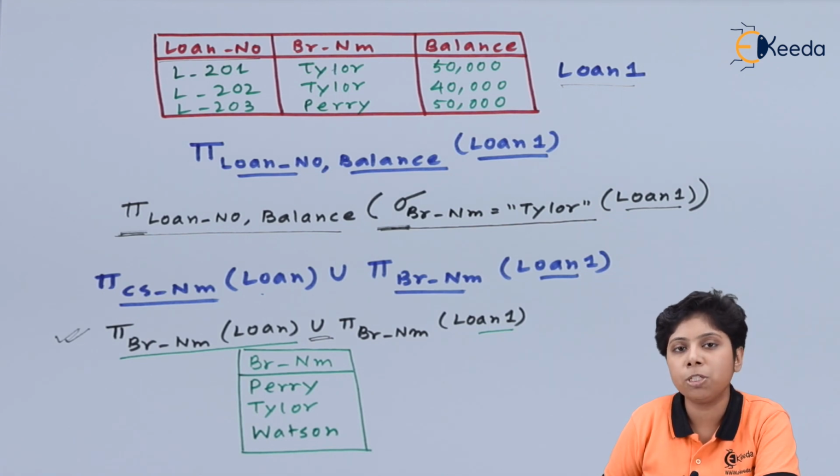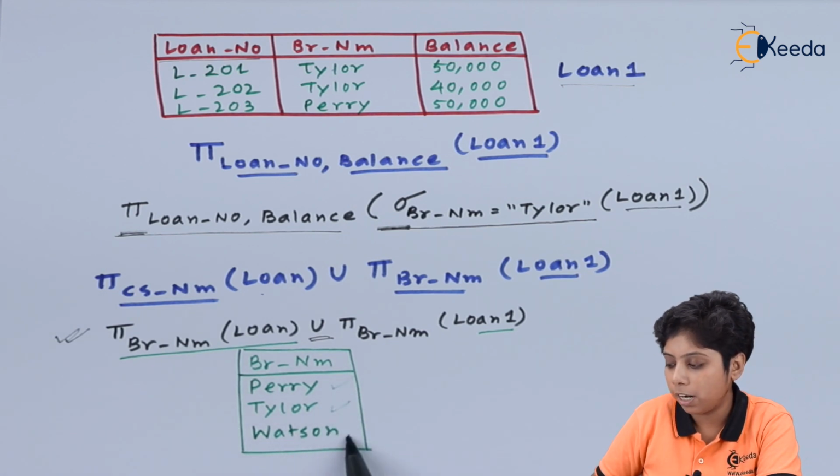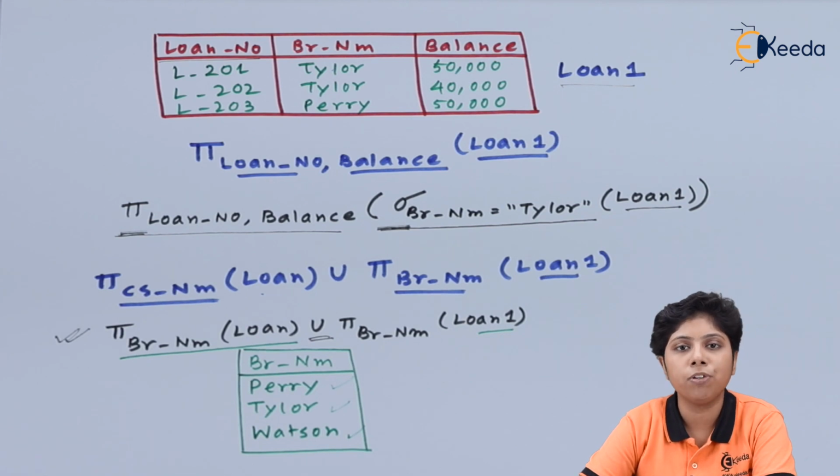And next it will be joined with the second relation's projection operation, eliminating the duplicated or repeated values. See, only one Perry, one Taylor and one Watson is our result, not the whole list of Perry, Taylor, Taylor, Taylor, Watson, Perry. So that is the benefit of using the union operation.